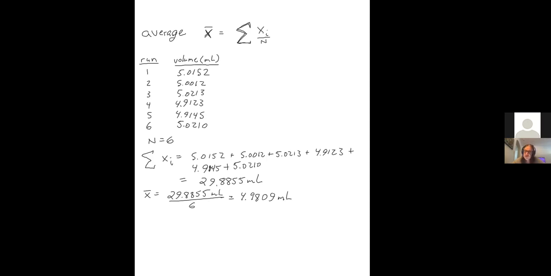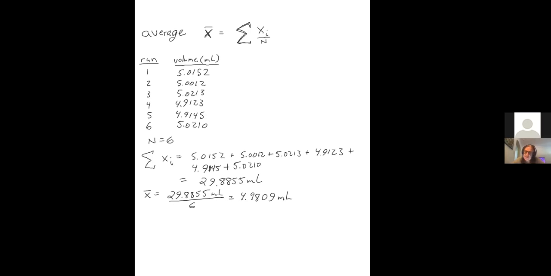Okay. Seems reasonable. So some of the measurements are a little bit over 5 milliliters. A couple of them are under 5 milliliters. Our average comes out a little under 5. That's relatively simple. Okay. So the next thing I want to do is show you how to calculate the standard deviation of this data set.